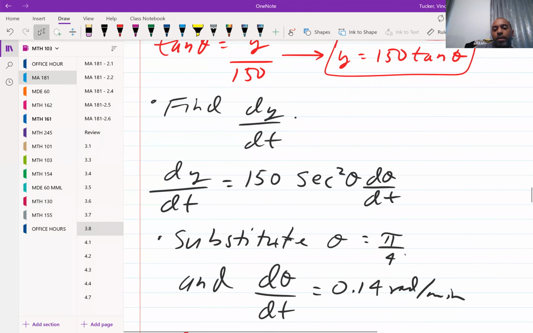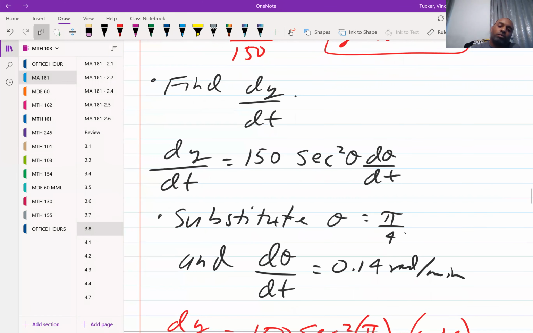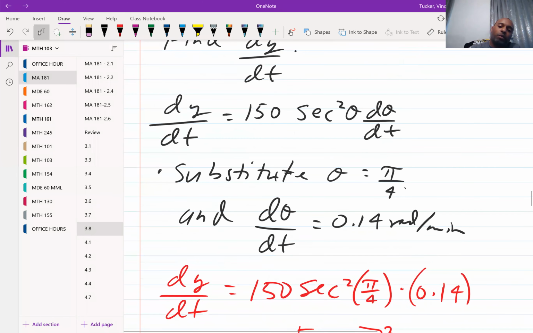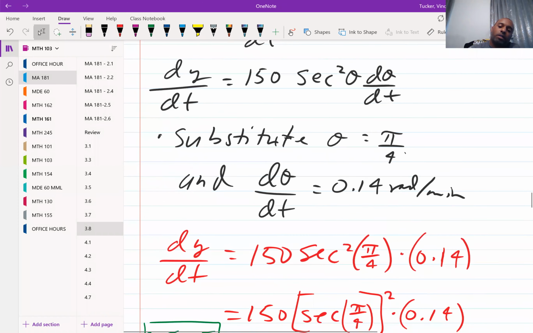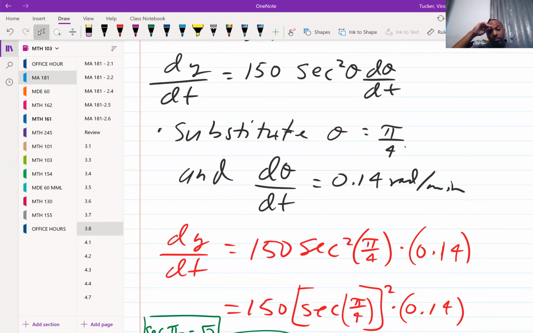So now we can substitute in theta and d theta/dt. Let me know if I scroll up too far. All right, so plugging in pi over 4 for theta and then 0.14 for d theta/dt. Secant squared of pi over 4 is the same thing as secant of pi over 4, then squared.